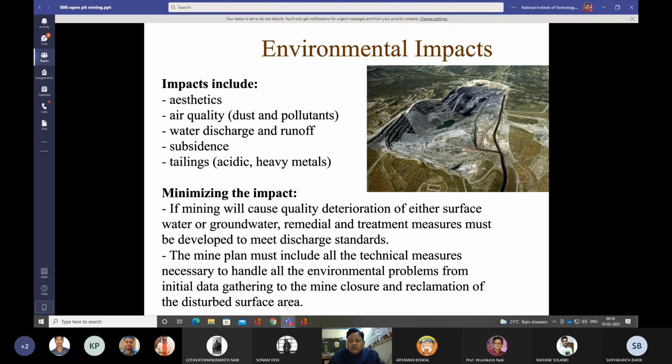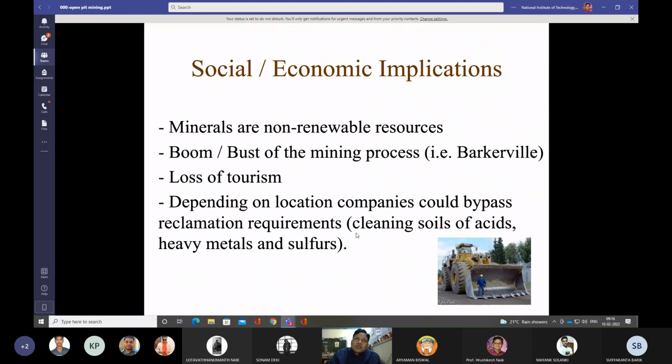And after the mining activity is over, after getting the minerals, then you have to go for closing the mines. The mine closure plan also should be properly designed, so that when you are going to close the mine, there will be less environmental impact. So at the stage of mine closure, you have to go for land reclamation. This disturbed surface area should be reclaimed, and new vegetation should be created. So these are the things you have to keep in your mind while carrying out the open cast mining methods.